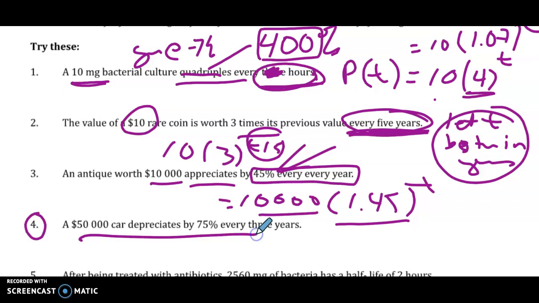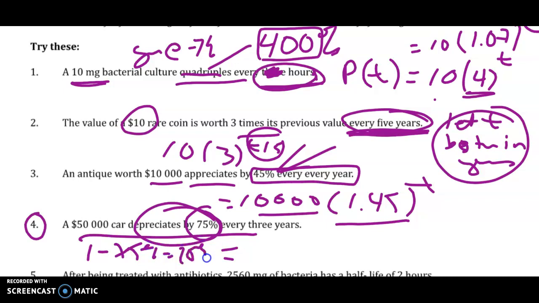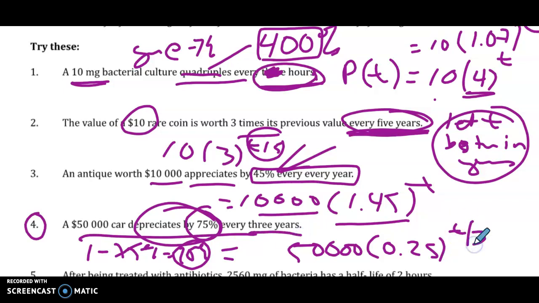This one here depreciates 75% every 3 years. Weird way to look at this question, but if it depreciates by 75%, that means it's going down by 75%. That means what remains is 1 subtract 75%, which is then 25%. You don't have to do the math there, but that's 25% remains. So you're going to have your 50,000, and you'll multiply that by 0.25. It's 1 subtract the 75%, because it's going down. Depreciate means going down. Then you would put time in years here, but because it's every 3 years, like question number 2, you're going to divide that by 3.